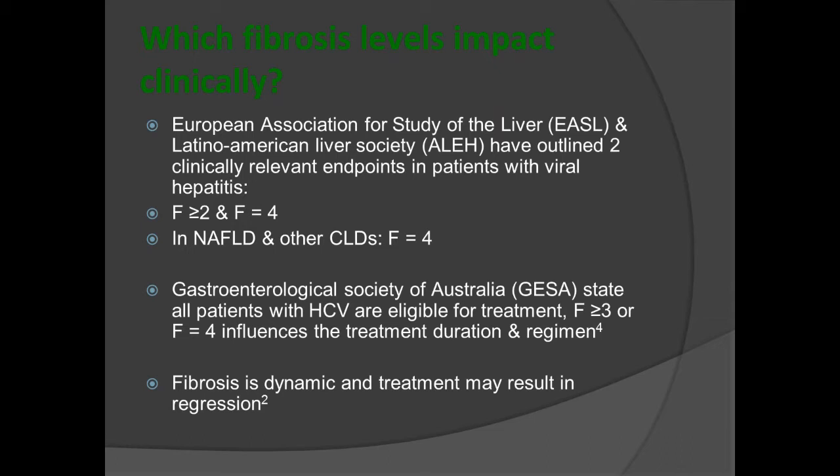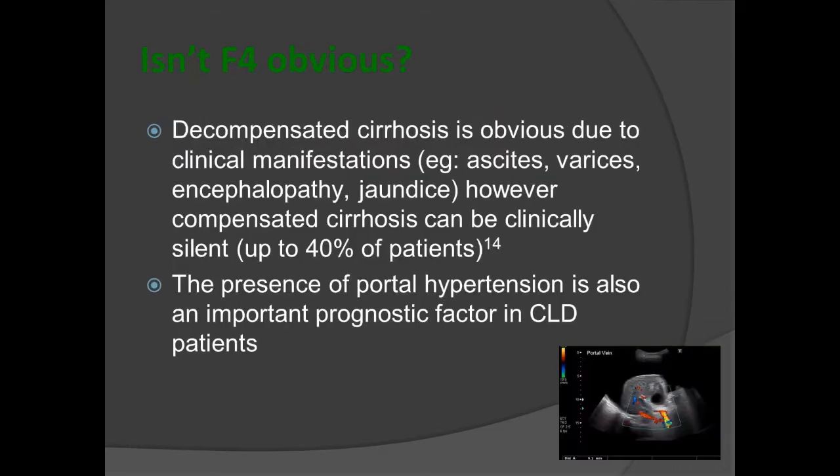In Australia, we've had a recent set of guidelines where we know that all patients who have hepatitis C are eligible for treatment irrespective of the fibrosis score they have. However, we know that what really matters is if they have a score of greater than 3 or greater than F4, because that will influence the treatment duration and the regimen. So in our state, in Australia, as long as you have longer than 12 months to live, you are eligible for the antiviral medication.